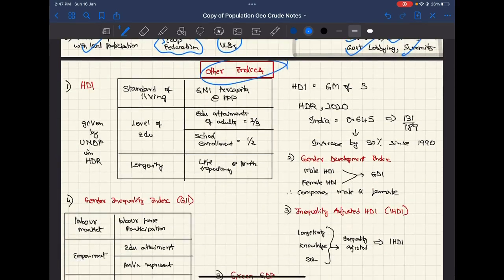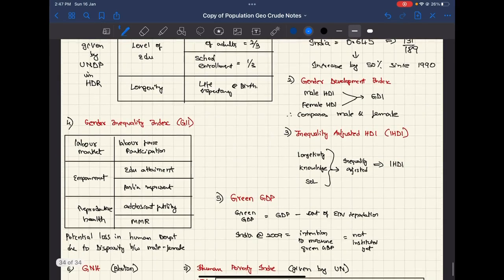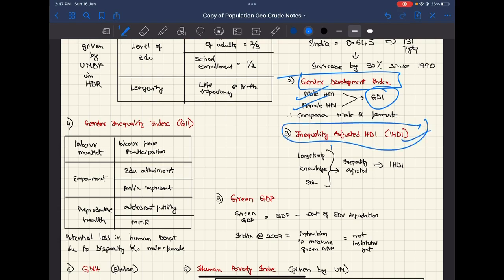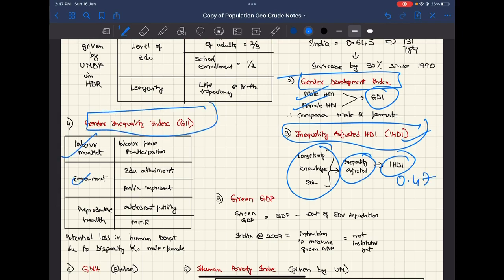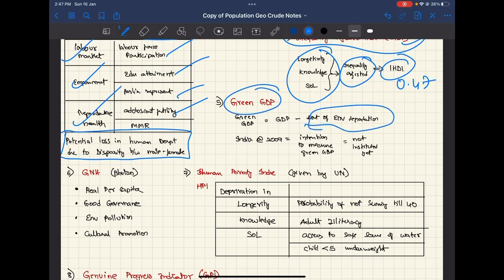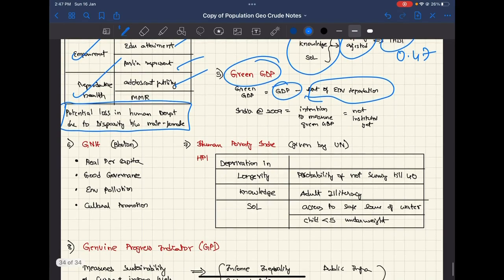These are some of the other indices besides HDI. The gender development index calculates male and female HDI. This is the inequality adjusted HDI: we calculate all this and adjust for inequality. India has a value of 0.47. And the gender inequality index calculates the potential loss in human development due to disparity between male and female. Green GDP: we subtract the cost of environmental degradation from GDP. India has wanted to do this since 2009 but it is still not instituted.